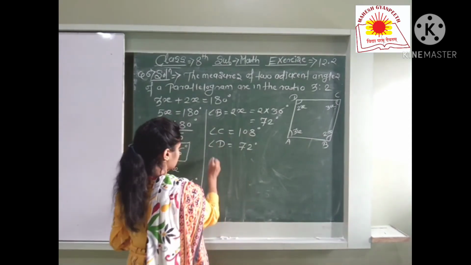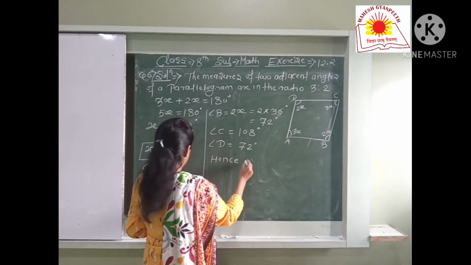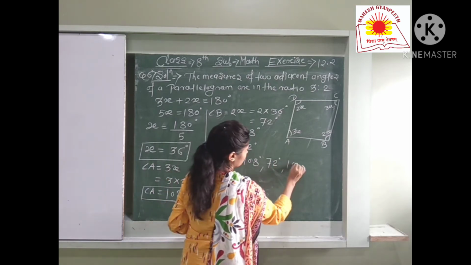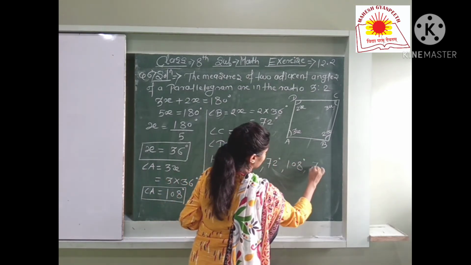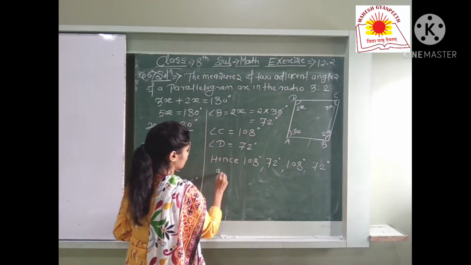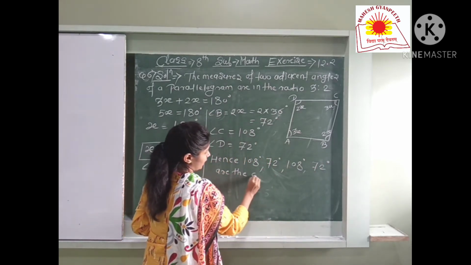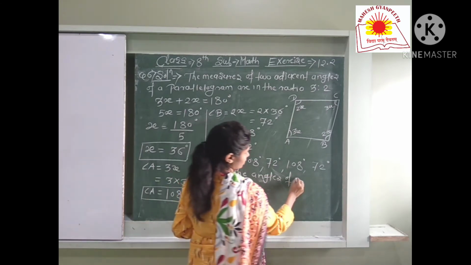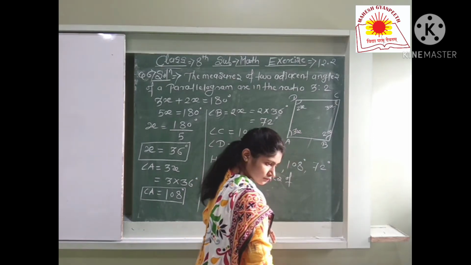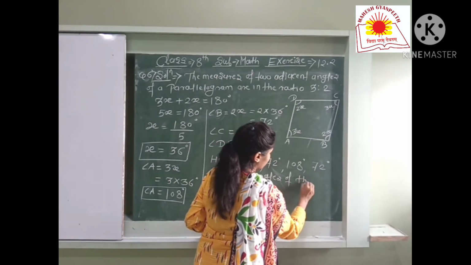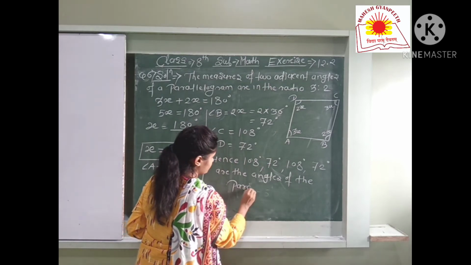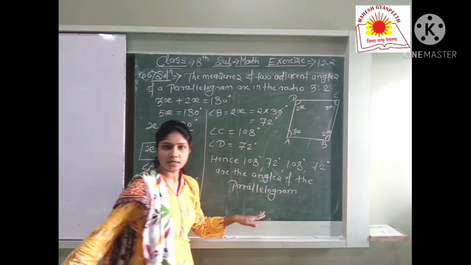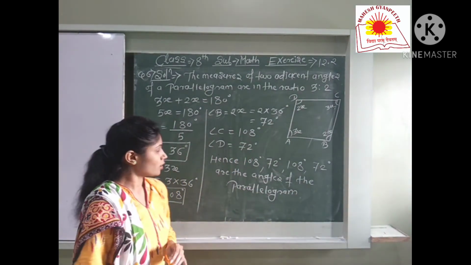Hence 108, 72, 108 and 72 degrees are the angles of the parallelogram. This is the answer. Okay, this is how we have to solve question number 6.